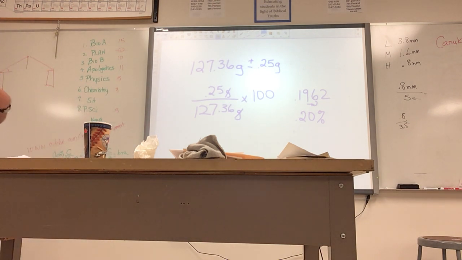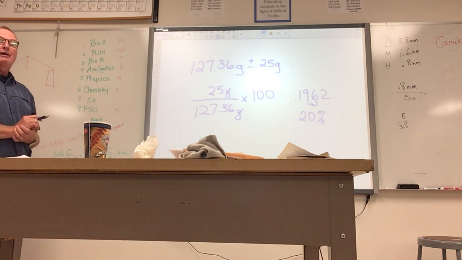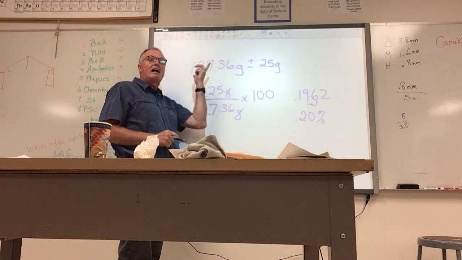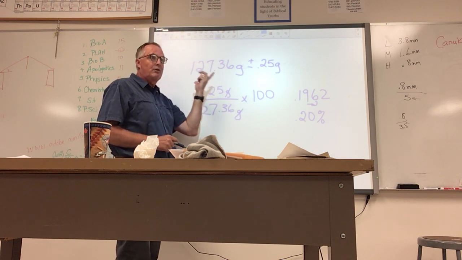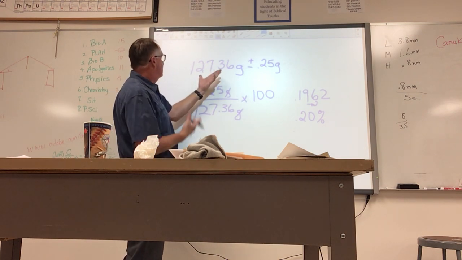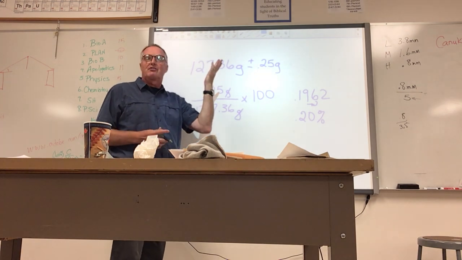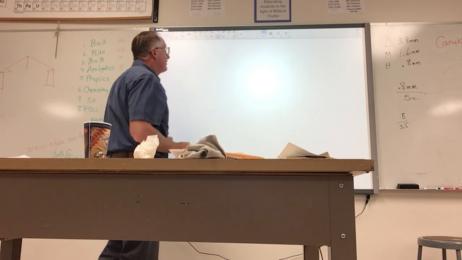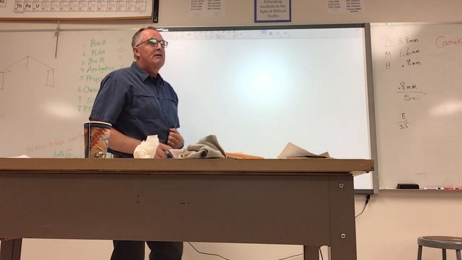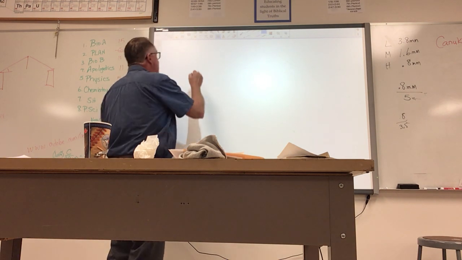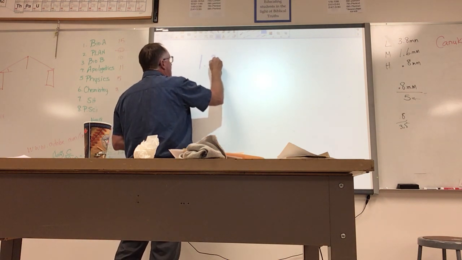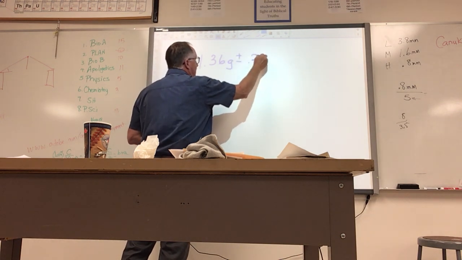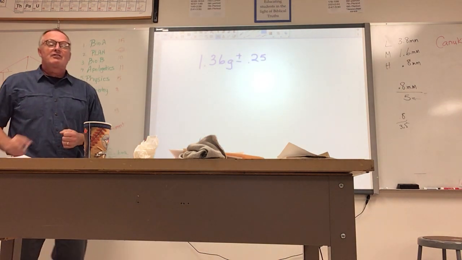Now, it all depends on what you're measuring. This is a fairly large, I mean, 127 grams isn't a whole lot. A pound is 454 grams. So this is, you know, a third of a pound or something, if you're measuring something. If we were on the same balance, measuring a paper clip that, let's say, is 1.36 grams plus or minus 0.25, calculate what the percent error is in that measurement.